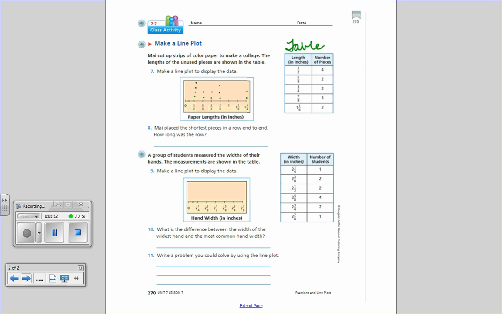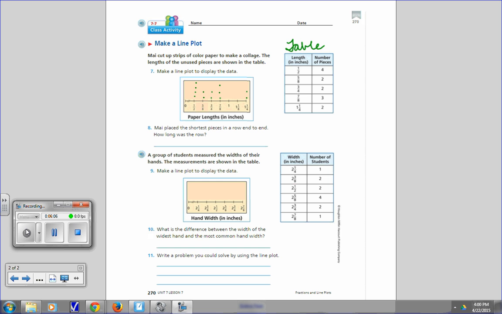Mai placed the shortest pieces in a row end to end. How long was the row? The shortest pieces are the half-inch pieces, right? So if you did 1/2 inch plus another 1/2 inch plus another 1/2 inch plus another 1/2 inch, well, this is 1 inch and this is 2 inches. So how long was the row? 2 inches. Did you hear that thinking process that I did? I used the information in the line plot and I answered the question.